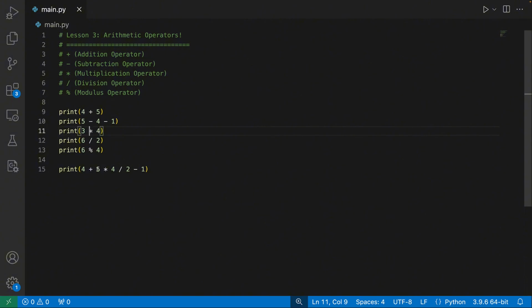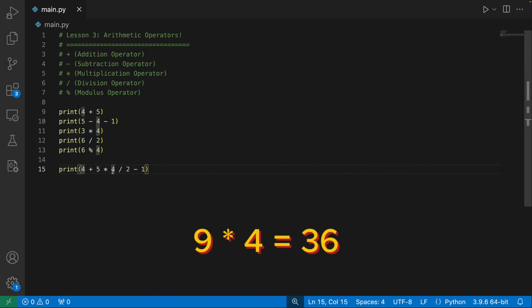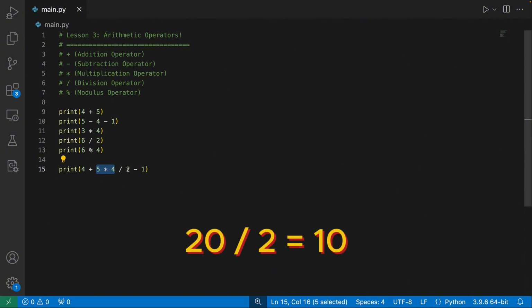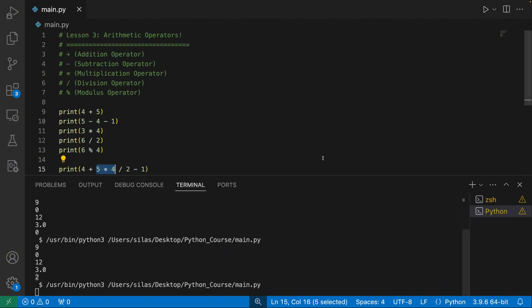For example, right here, I have an entire expression, and just looking at this, you might be tempted to do 4 plus 5, that's 9, 9 times 4 is 36, 36 divided by 2 is 18, and 18 minus 1 is 17. But that's not how Python calculates this expression, because it does it the algebraic way. Instead, it would do 5 times 4, which would be 20, 20 divided by 2 would be 10, 10 plus 4 would be 14, and 14 minus 1 would be 13. If we run and save this, we should get 13, and that's exactly what we get.